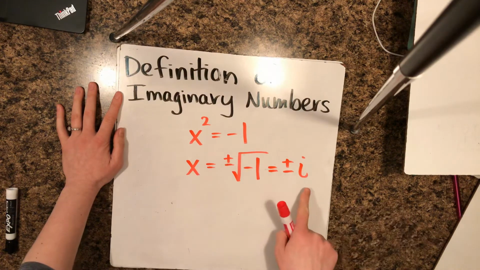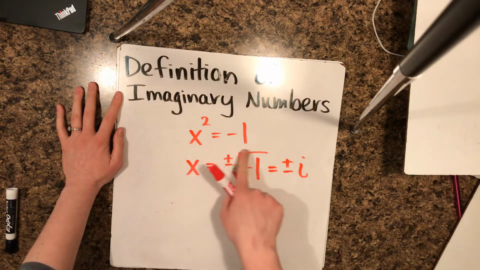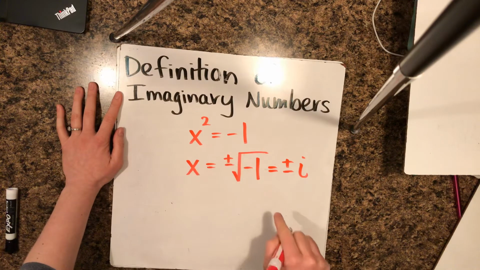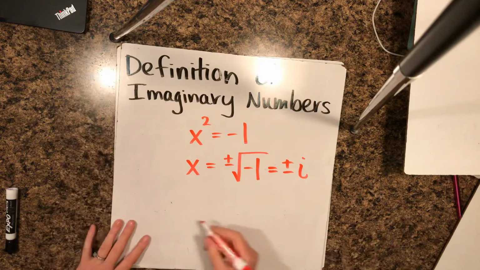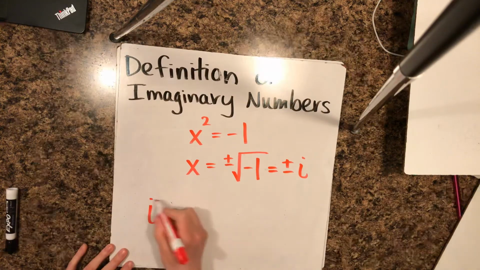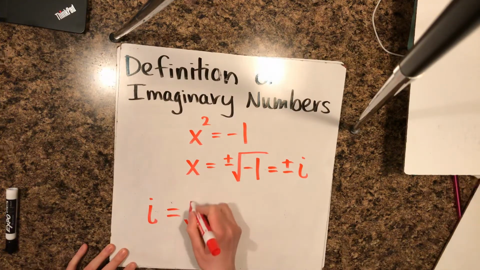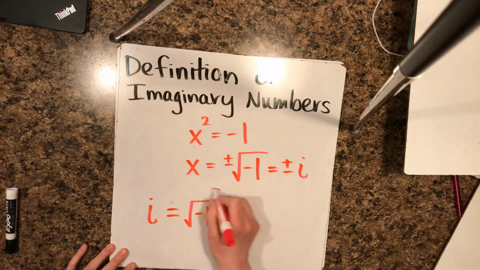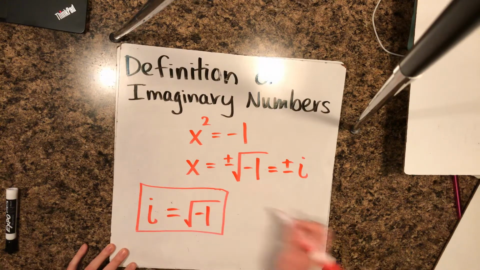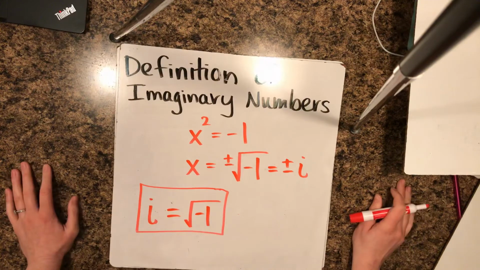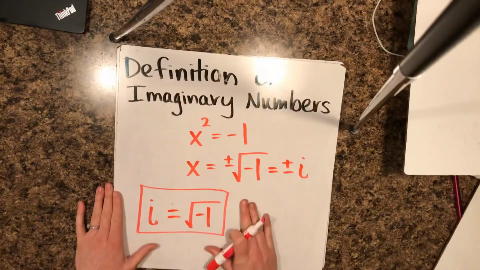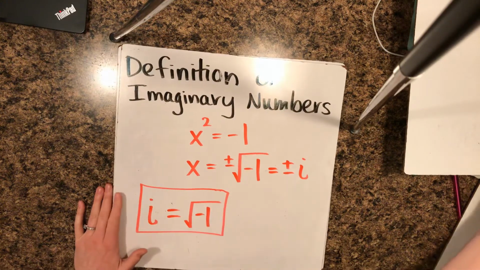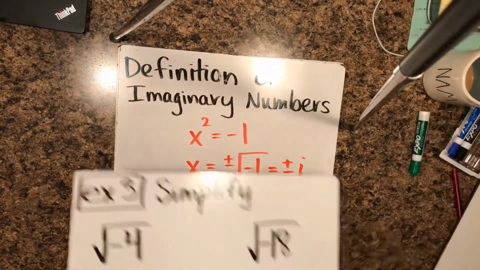Okay? So the solution to this equation, there are two. One is positive I, one is negative I. Okay? So the definition of I is the square root of -1. The definition of I is the square root of -1. So you're just going to need to know and remember that fact. Okay? Let's see how that works a little bit.